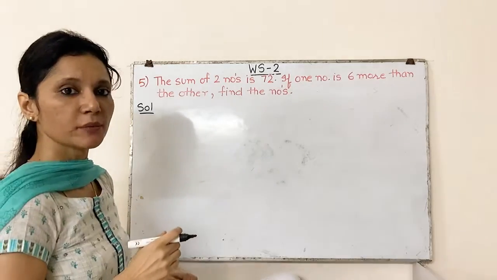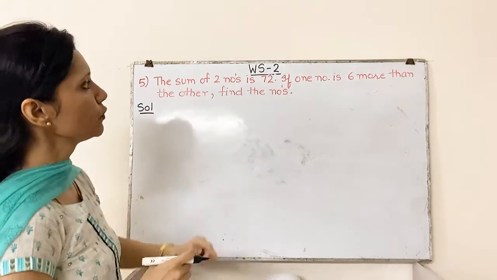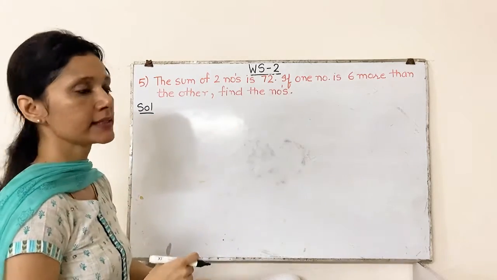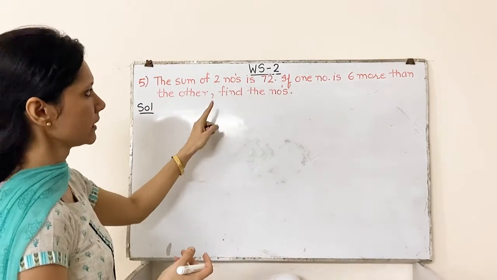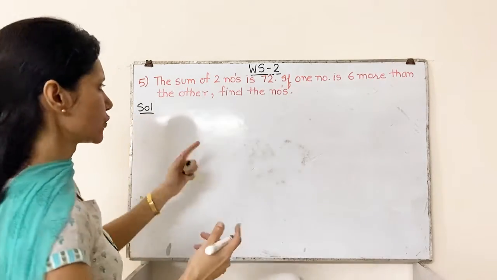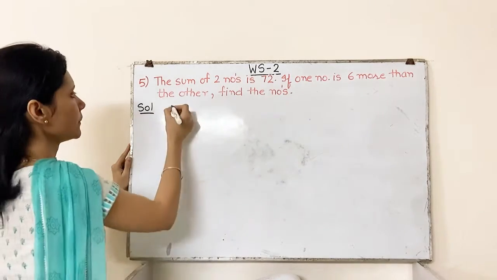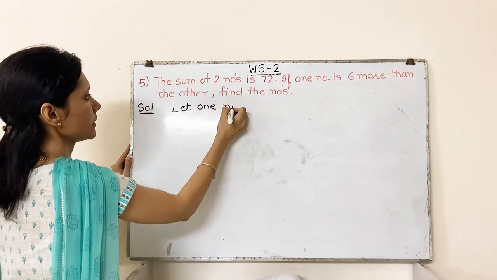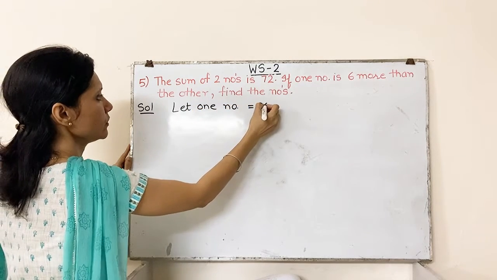Next is question number 5. The sum of two numbers is 72. If one number is 6 more than the other, find the numbers. So let's start with supposing one of the numbers. Let one number be equal to x.